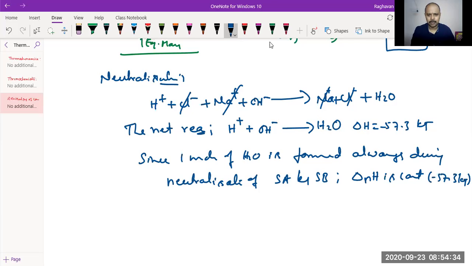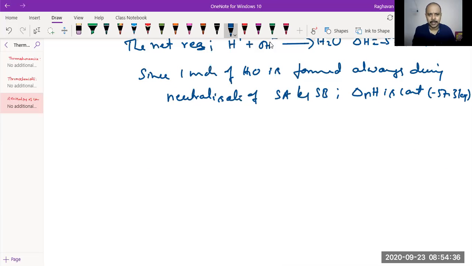Now people have to tell me. I'll just take an example pertaining to this. For the salt, how many moles of water? So what is enthalpy of neutralization?